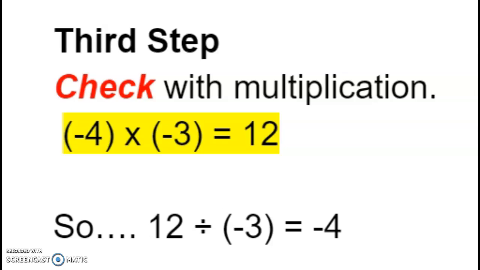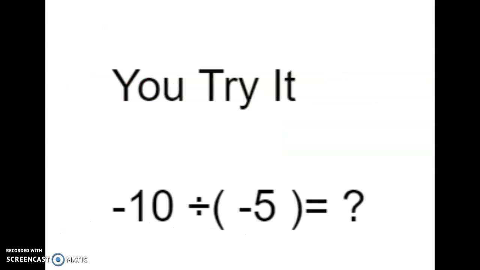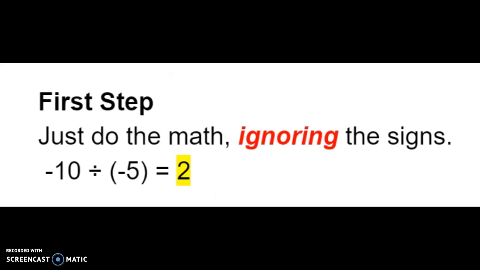One more for you to try. Here we go. -10 divided by -5 equals, remember to pause the video and work the problem, and we'll go over the 3 steps. The first step, ignoring the signs. In this problem, we have to ignore the negative in front of the 10 and the negative in front of the 5. So just doing the math and ignoring the signs, 10 divided by 5 equals 2.